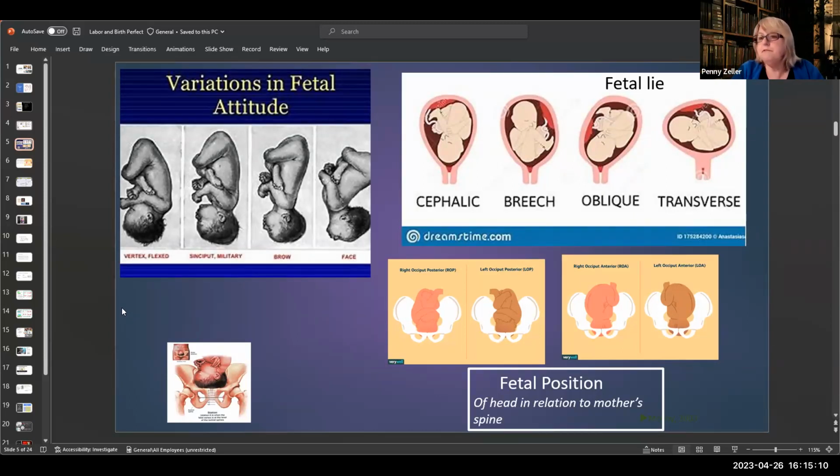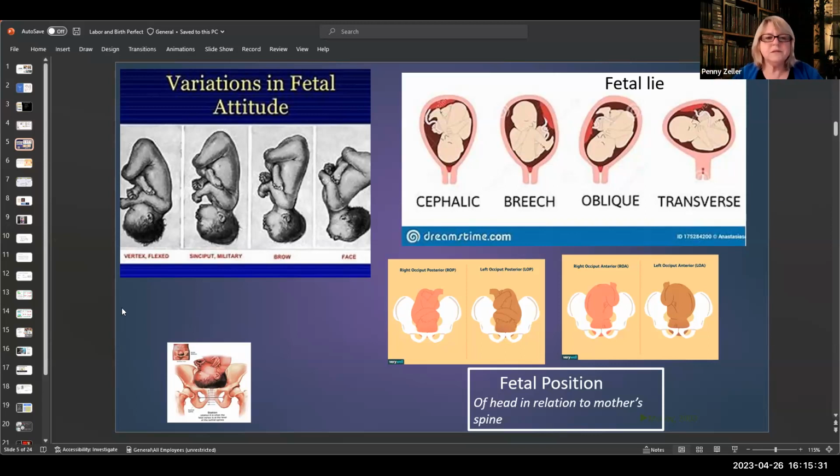And then the fetal lie is kind of self-explanatory. Where's the head? Where's the butt? We do our Leopold maneuvers and we can determine pretty well the lie of the baby. We might not know for sure if the baby's flexed or not.